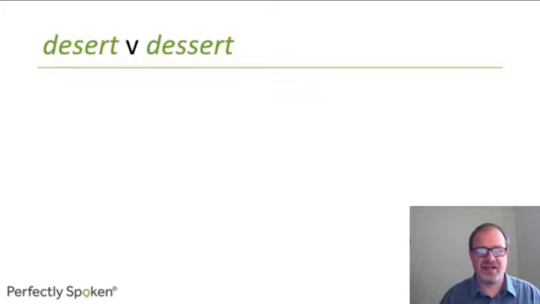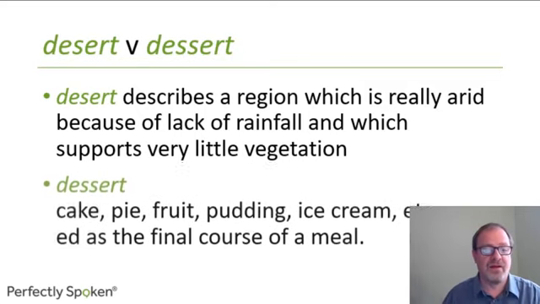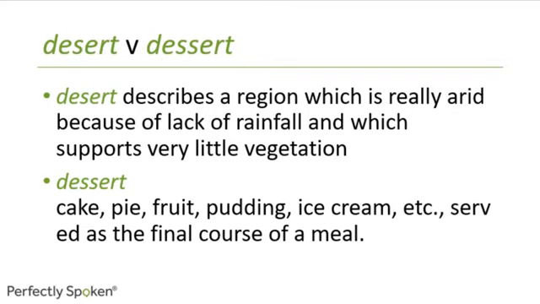Now we've got desert and dessert. Notice the change in the pronunciation. Desert, the stress is on the first syllable, and dessert, the stress is on the second syllable. So a desert describes a region which is really arid because of lack of rainfall and which supports very little vegetation. For example, the Sahara Desert or the Kalahari Desert or whatever. And the dessert, again, I'm going to disappear here, is cake, pie, fruit, pudding, ice cream, served as a final course of a meal. Okay? Dessert.